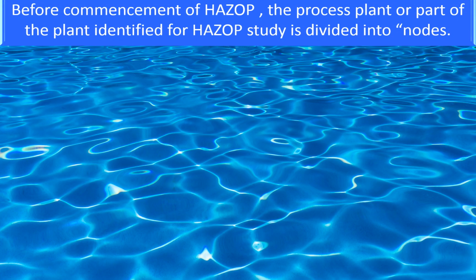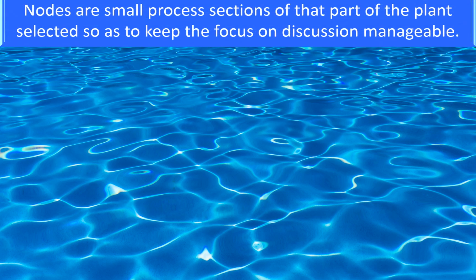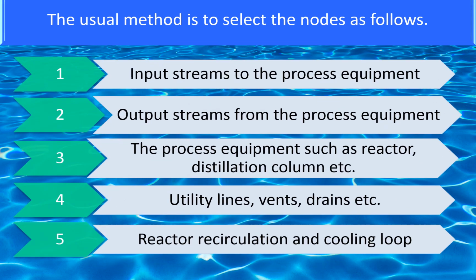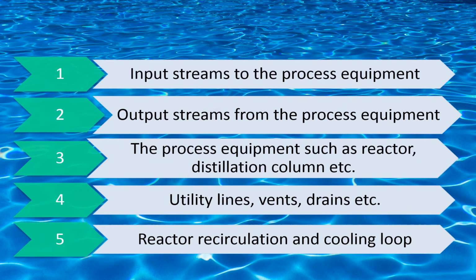Before the commencement of HAZOP, the process plant or a part of the plant identified for the HAZOP study is divided into nodes. Nodes are small process sections of that part of the plant selected so as to keep the focus on discussion manageable. The usual method is to select the nodes as follows. 1. Input streams to the process equipment. 2. Output streams from the process equipment. 3. Process equipment such as reactor, distillation column, etc. 4. Utilities, vents, drains, etc. 5. Reactor recirculation and cooling loop.